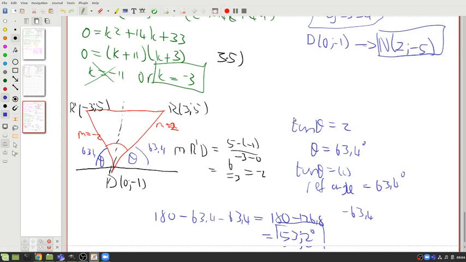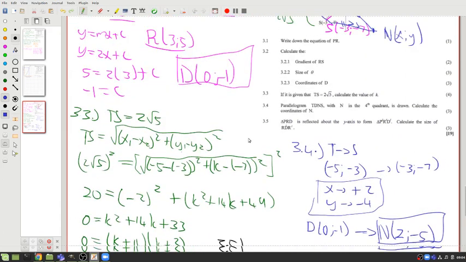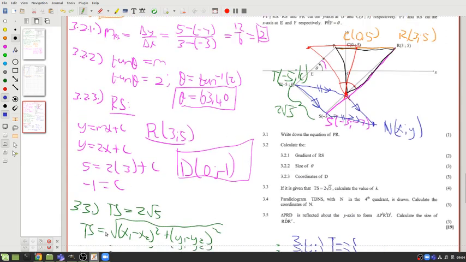So tan theta equals the gradient. That's a useful formula to know for calculating angles. Alright, so that was question 3. Please join me again for question 4.